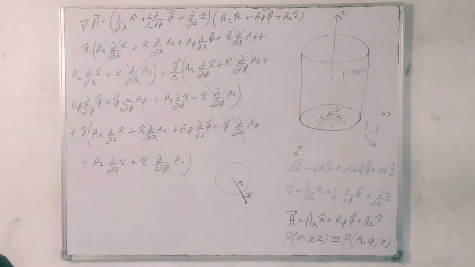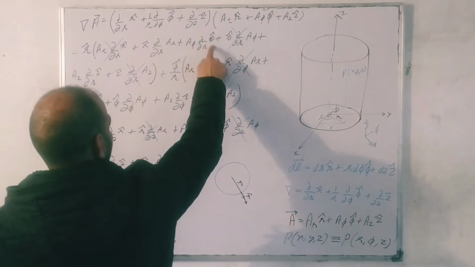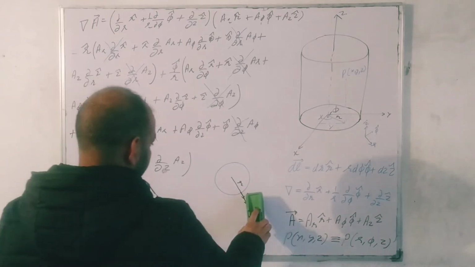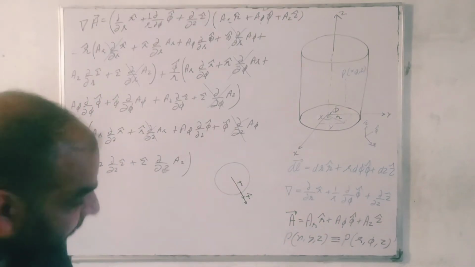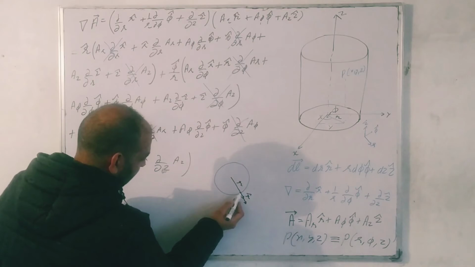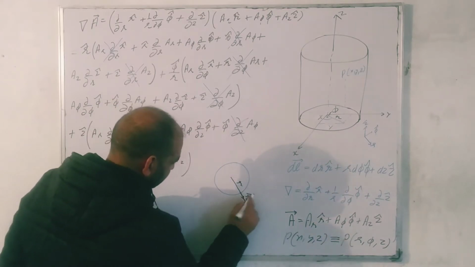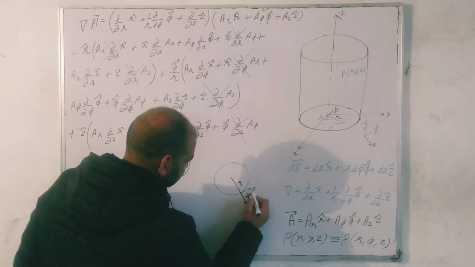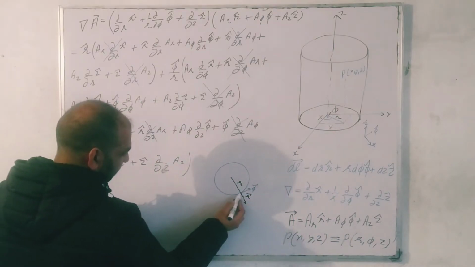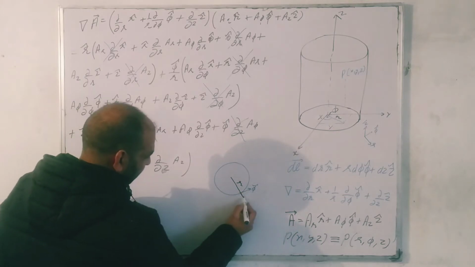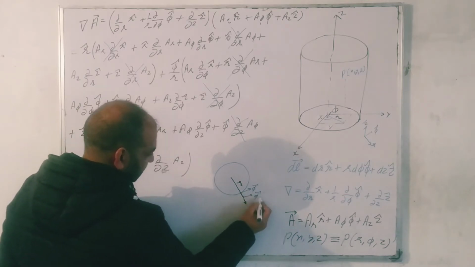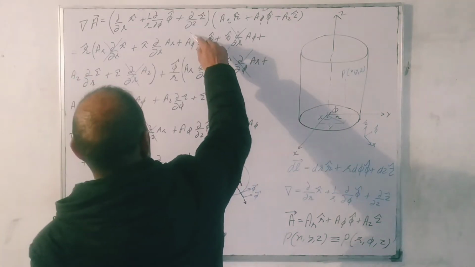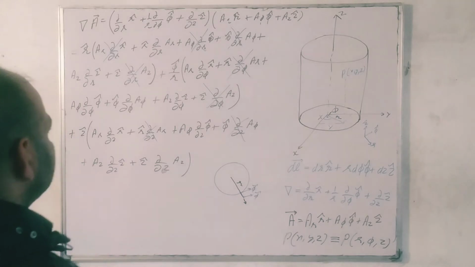Next is the change in phi cap with change in R. So what is its meaning? We are changing R from here to here. Phi cap at this point is in this direction. So when we change R from here to here, phi cap is again going to be in this direction. So there is no change in phi cap, which means this particular term is also going to be 0.